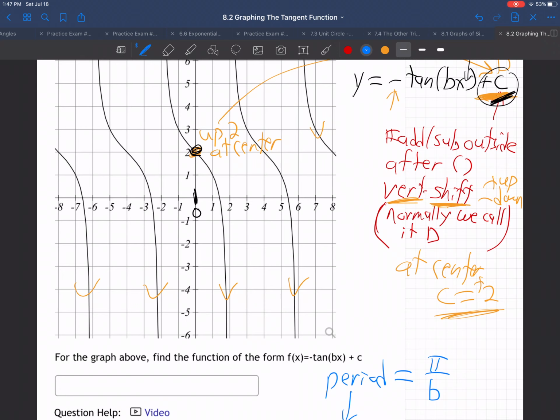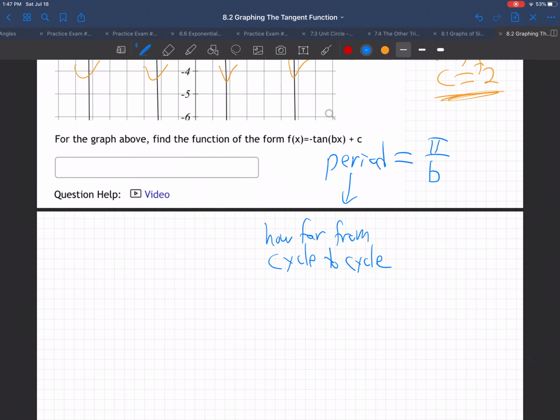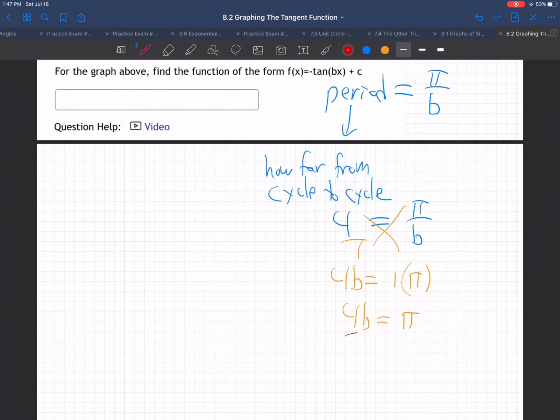So from here to there, that's the period. And how far is that? That looks like 4. Period is 4, and then it does it again. See how it's just 4? It just does it again. It's always 4. Every cycle is 4 away from each other. That's the period. And so 4 is pi over B, so we can solve that equation now for B. Put this over 1, cross multiply. 4 times B is 1 times pi. 4B is pi. Last step, divide by 4. Boom. B is pi over 4.